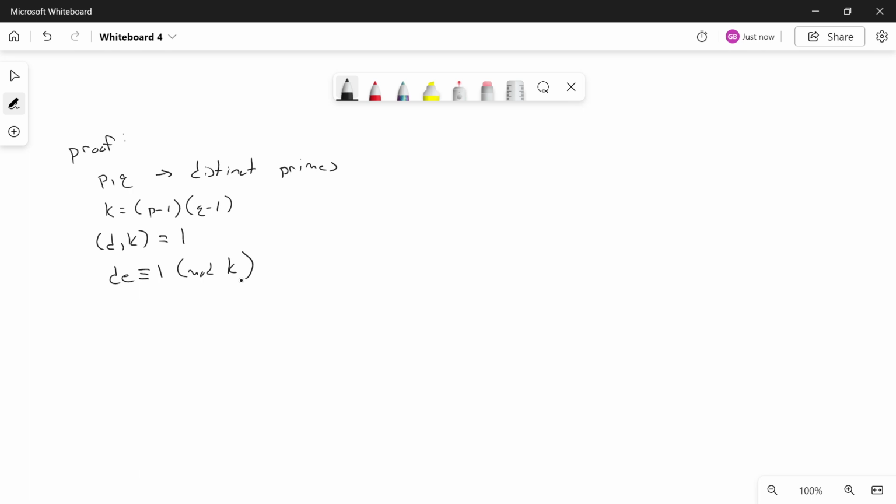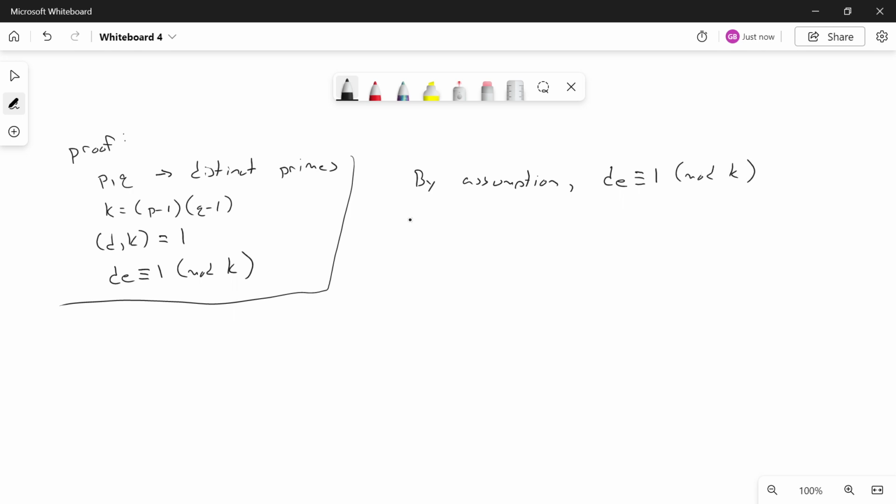All right, so by assumption, basically here I'm just writing down everything that we are in fact given. Now we're going to go through the proof in itself. So by assumption, we have D, E, so that product is congruent to 1 mod K.